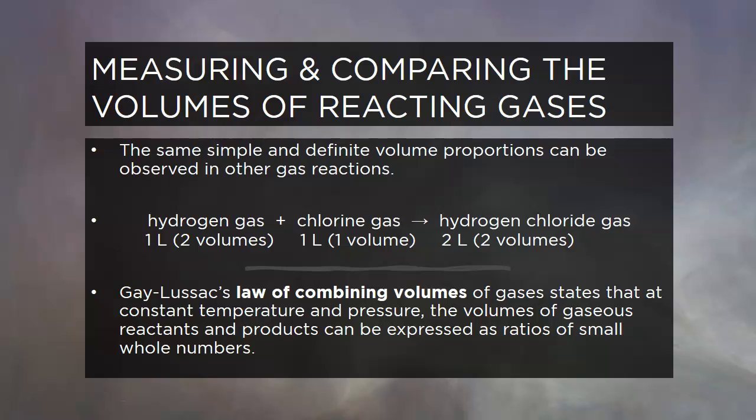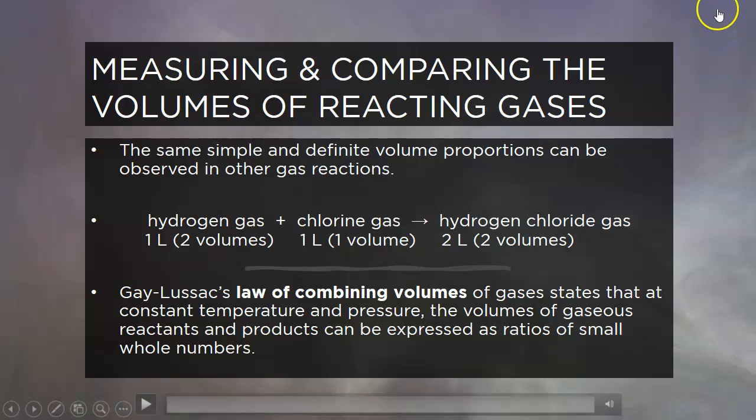So this is Gay-Lussac's law of combining volumes, and it states that at constant temperature and pressure, the volumes of gaseous reactants and products can be represented as ratios of small whole numbers. So 1 liter of hydrogen with 1 liter of chlorine would give me 2 liters of hydrogen chloride. That should say 1 volume, I believe this is a typo, because 1 to 1 gives me 2.